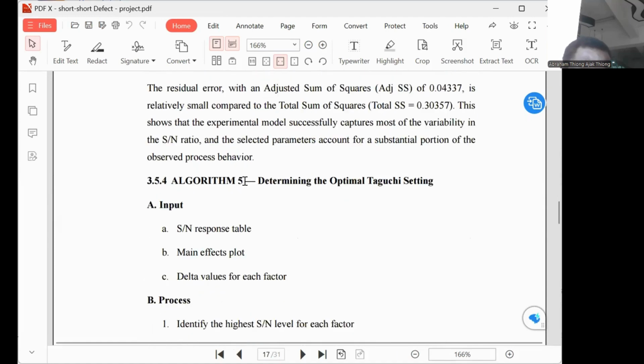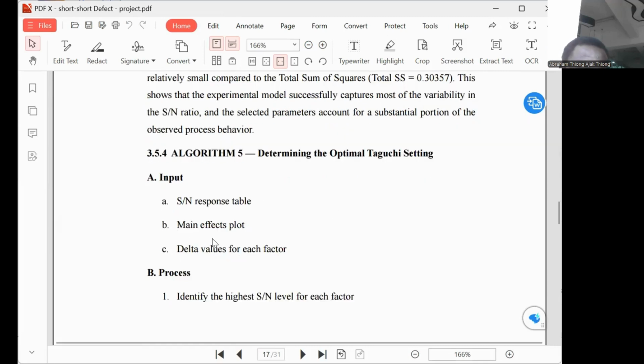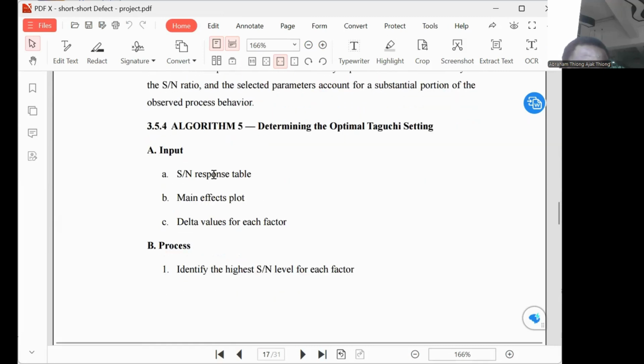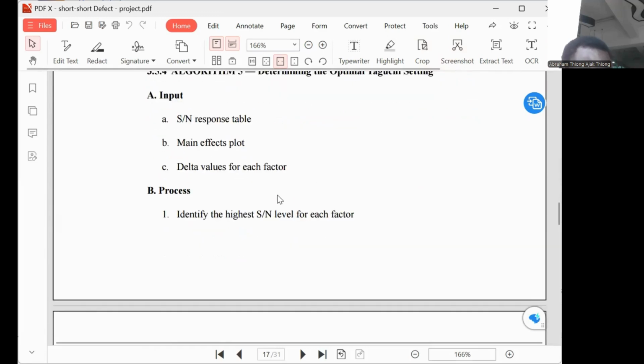So let's go. Algorithm 5 is determining the optimal setting. After you run all 4 trials and everything, you use Taguchi and analyze them, then you see the optimal Taguchi setting here. Like you see on the graph, the input is the response tables and the data runs. You also derive the level label for each factor.